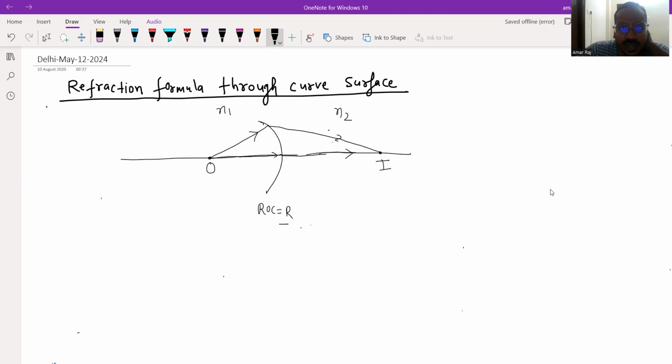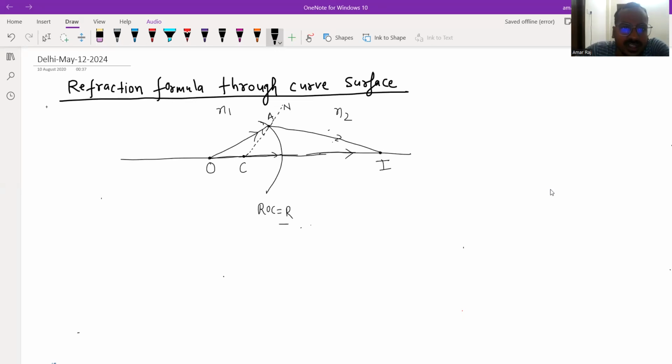Okay. Now at the point A, let's say this point is A, refraction is happening, so there is deviation of the light. So we will apply here Snell's law. So let's say this is the center of curvature of the surface. When you draw the normal at point A, it will pass through the center of curvature of the surface. This is the normal at the point A.